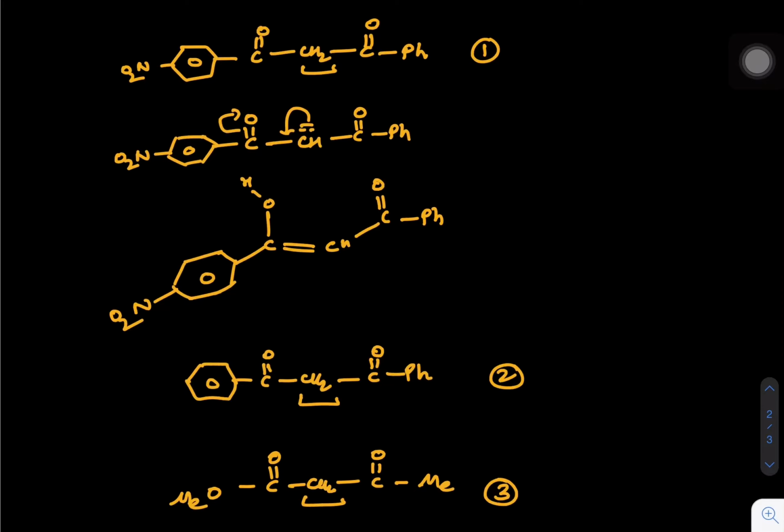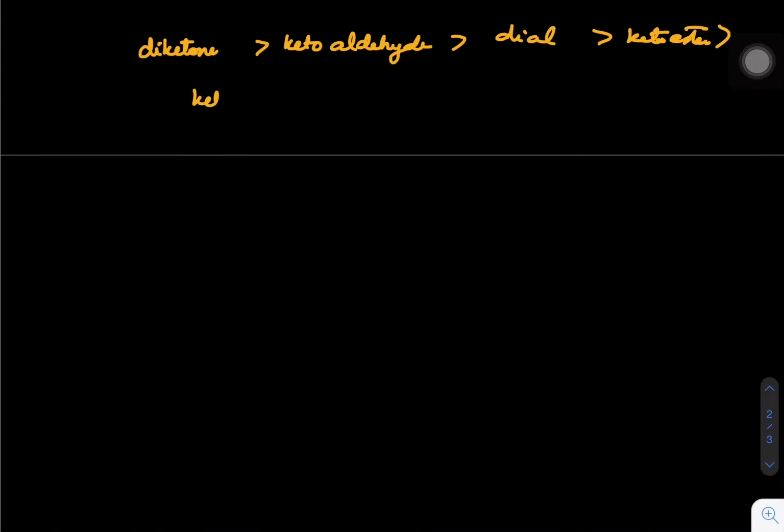So what we learned from this whole discussion is diketones are better than ketoaldehydes, are better than diols, right? So you can make a list like this. Diketones are better than ketoaldehydes, are better than diols, are better than ketoester, and this is better than ketone. So if you know this, you can solve questions very fast.